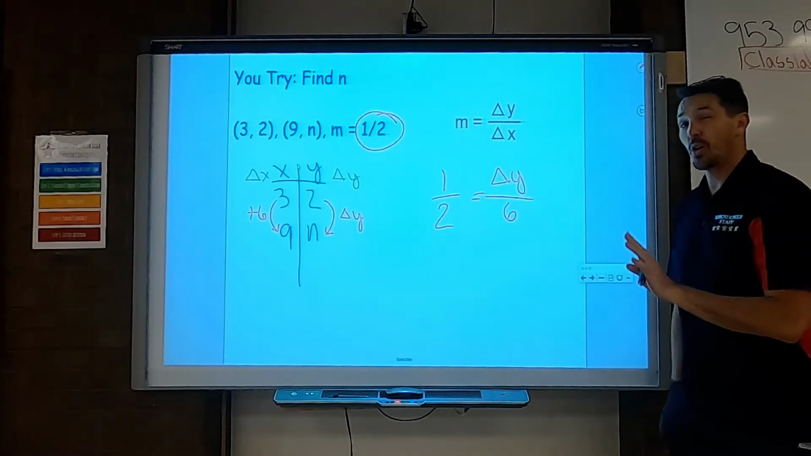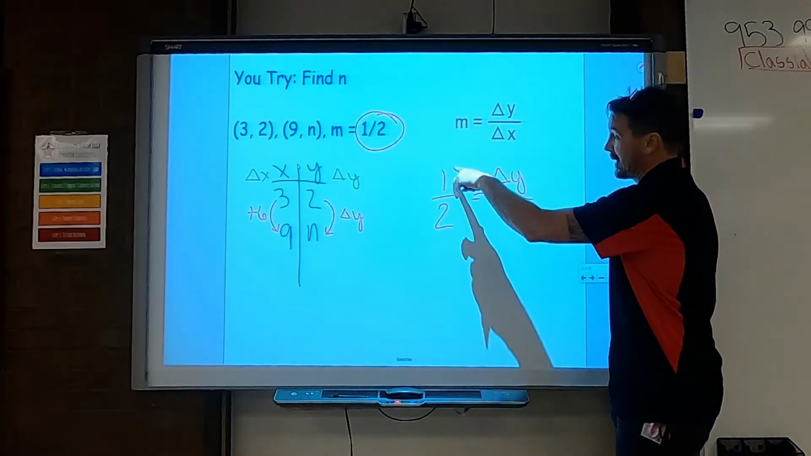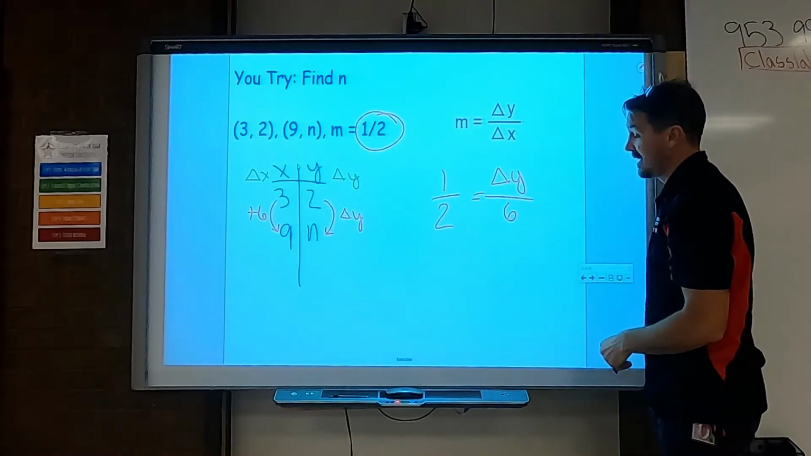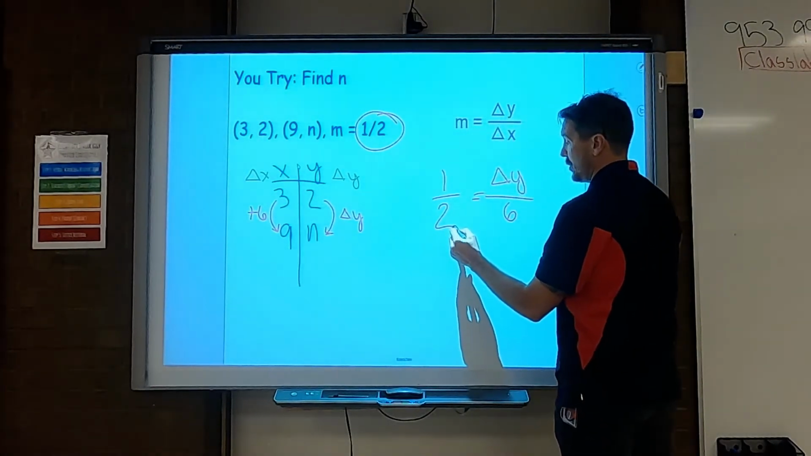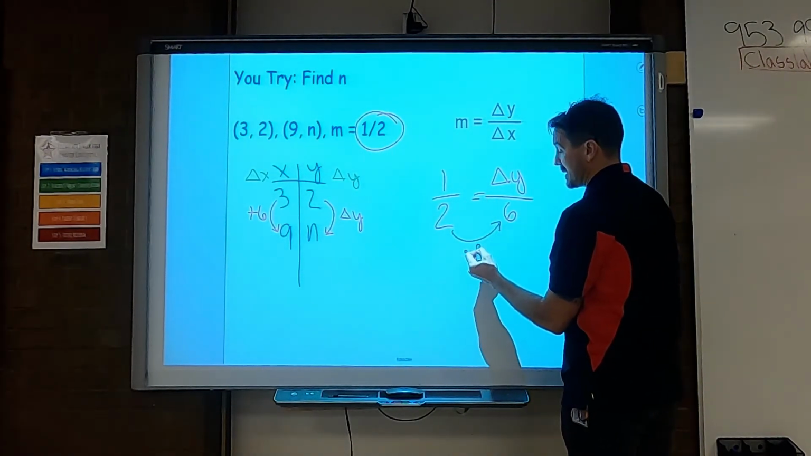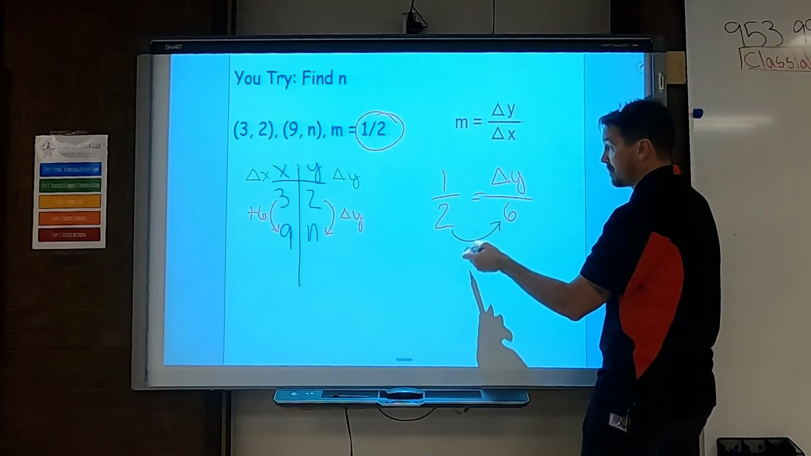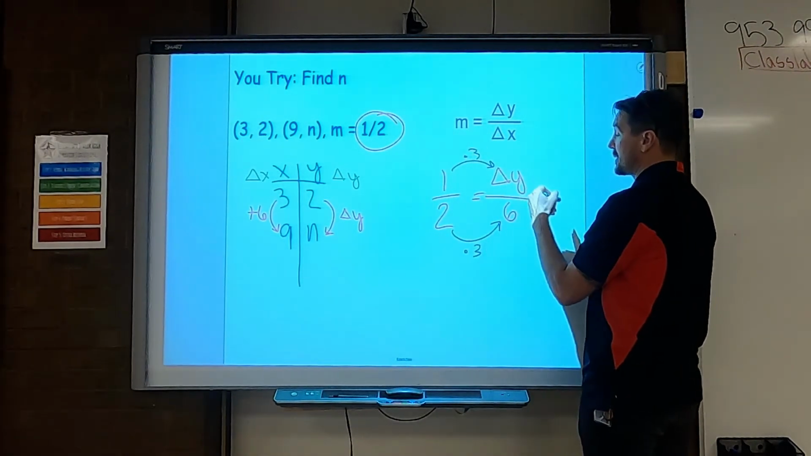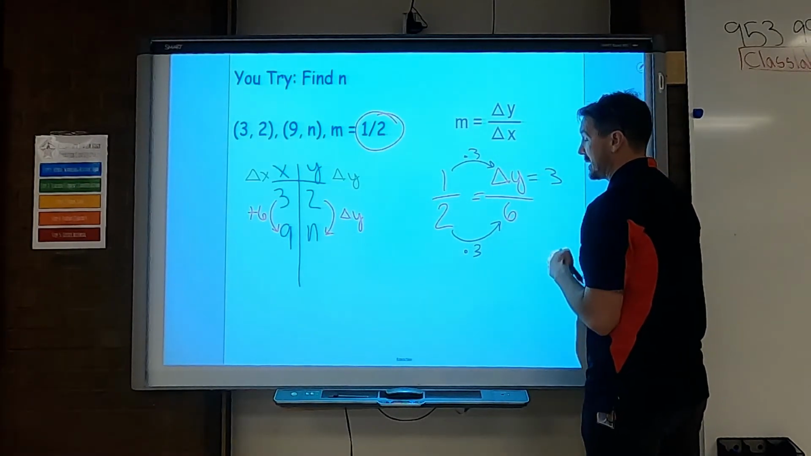And again, I'm going to go just straight proportion this time. I know 1/2 equals change in y over 6. And I'm just going to say, what can I multiply that 2 by to get 6? Well, 2 times 3 will give me 6. And then I say, okay, if I do it to the bottom, I have to do it to the top to keep it proportional. And 1 times 3 gives me 3, so the change in y should equal 3.